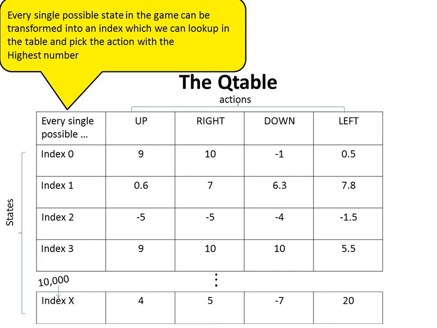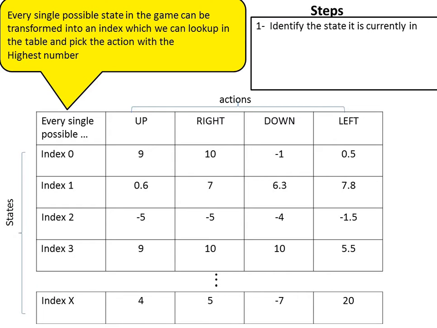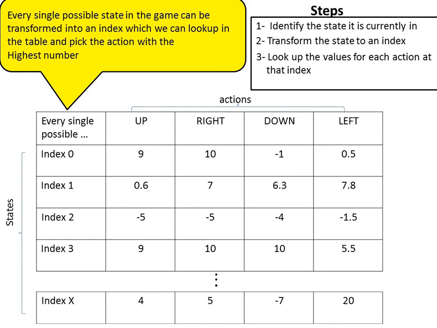So you have a row for every single state, and you have a column for every single action. After training, after the bot has stored all of its information into this table, all it has to do is identify which state it's in right now and look for the index of that state in the Q table. Once it finds that index, it looks at the values at that index. There is a value for each one of the 4 actions that it can take. So in this example, it can move either up, right, down, or left.